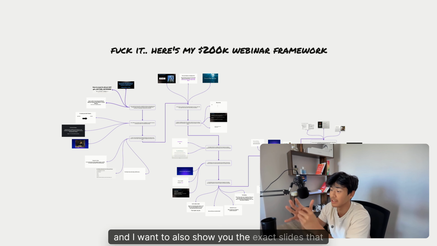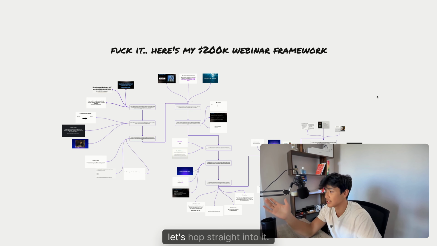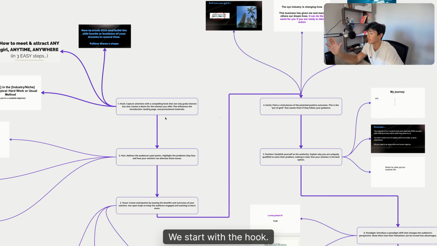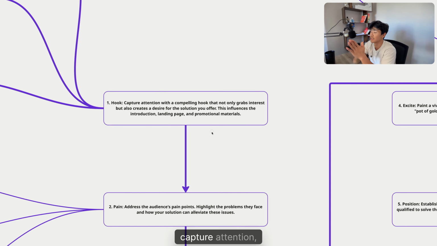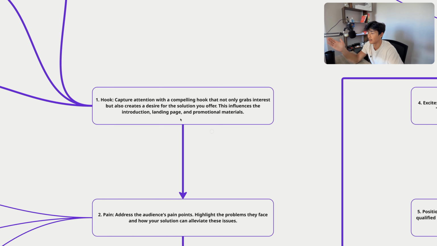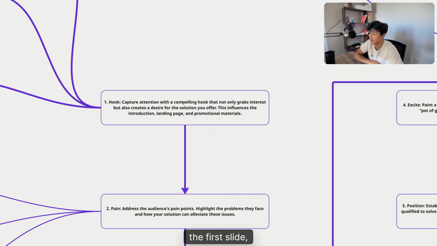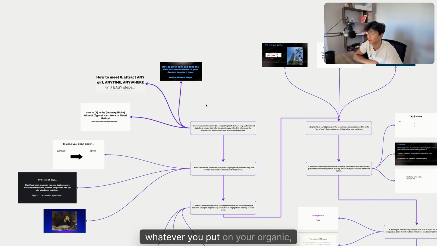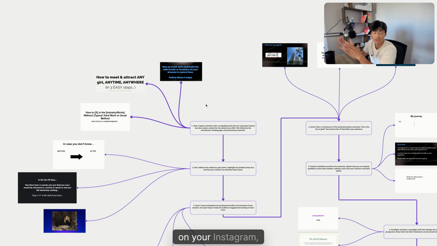And I want to also show you the exact slides that you can use to hit every one of these 14 steps. So yeah, without any further ado, let's hop straight into it. We start with the hook. So the hook is to capture attention, that not only grabs interest but also creates a big desire for the solution that you offer. So this influences the introduction, the first slide, the landing page, and all the promotional materials. So whatever you put on your organic, on your Instagram, on your YouTube, or on your ads.